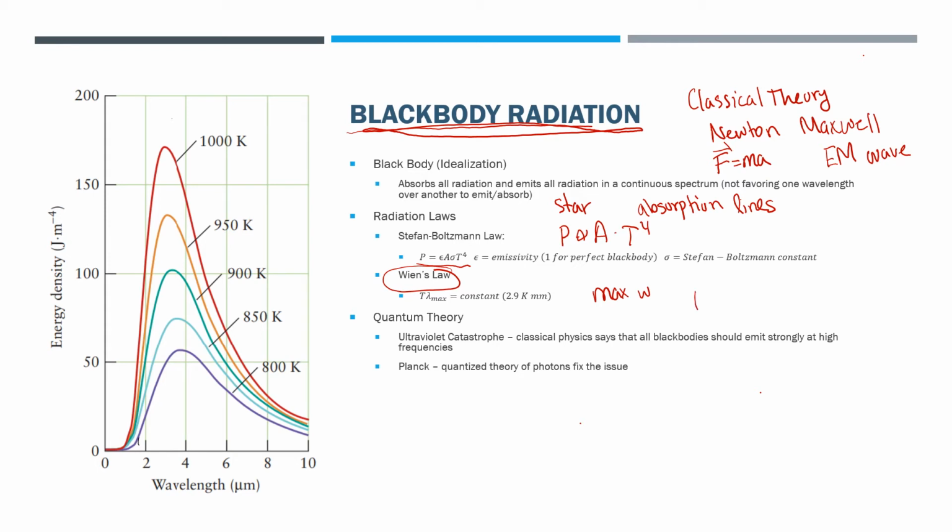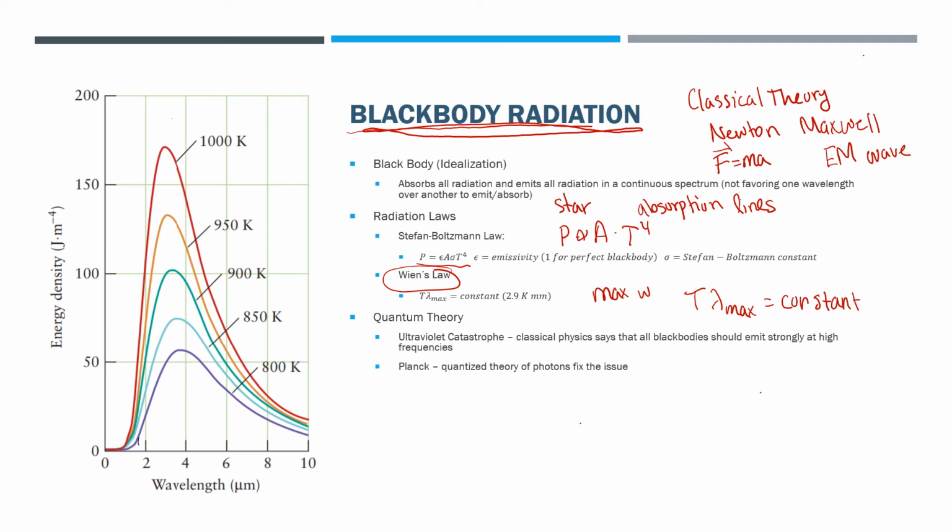And we can see that T times our lambda max equals a constant. This means that T and lambda max are inversely related, right? So let's take an example. Think about a star that's red. That means our lambda max is relatively high, because the wavelength that it's emitting at the most is red, which is a high wavelength. So that means our temperature of the star must be sort of low, right? And this makes sense with intuition.